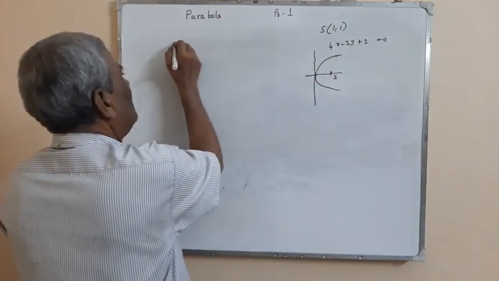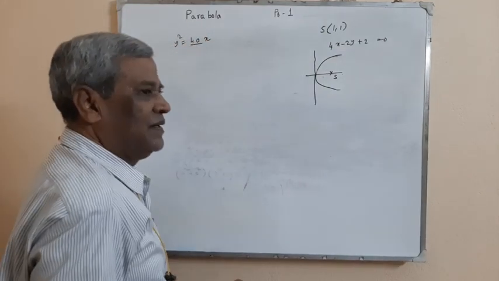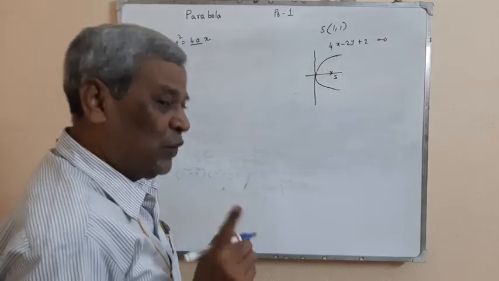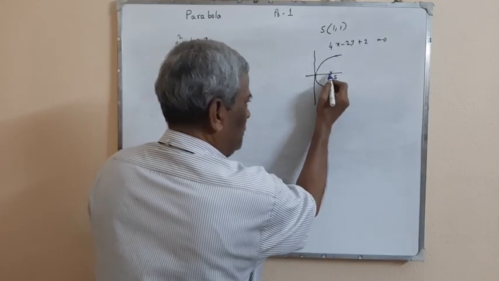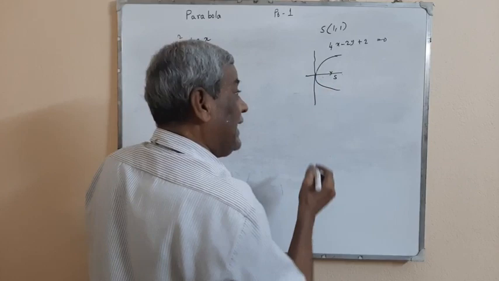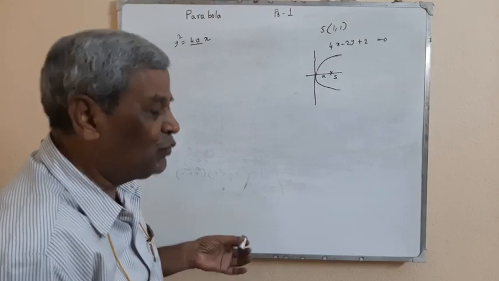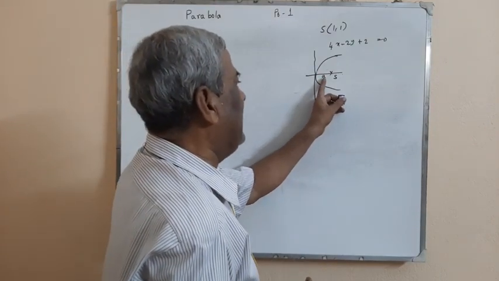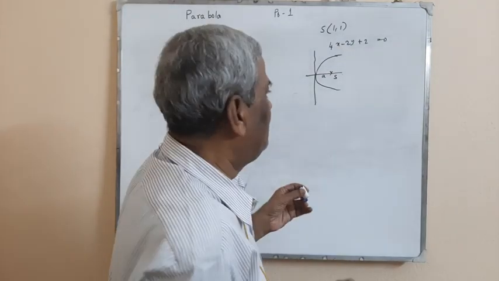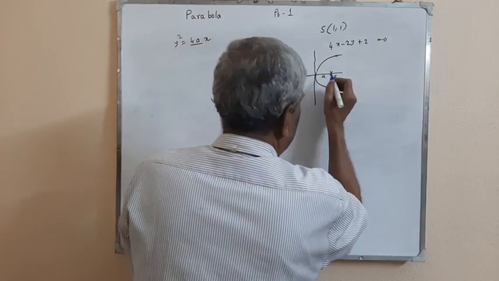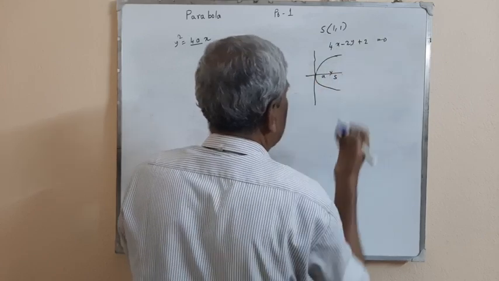In standard form, y² = 4ax, 4a is the length of the latus rectum, 4 times a. What is a? A is the distance between focus and vertex. Focus to vertex, that length is a. So this is a. If somehow we can manage the value of a from the given information, then very easily we can solve the problem. It is actually equal to the distance from the focus to that straight line.